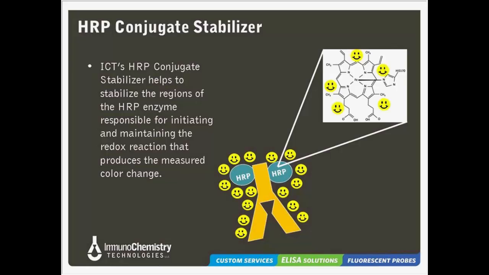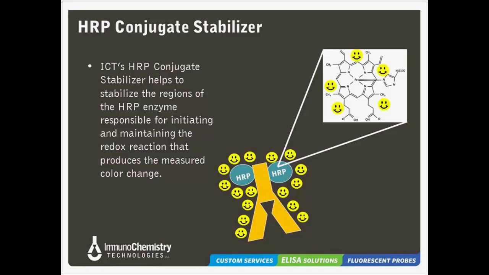Now, in the next slide here, we show that we also have to worry about the integrity of the HRP when something is stored for a longer period of time. These conjugate stabilizers are meant so you can make something up to be used at a 1x level. The end user doesn't have to dilute it out. They can just dump it in and use it as is.